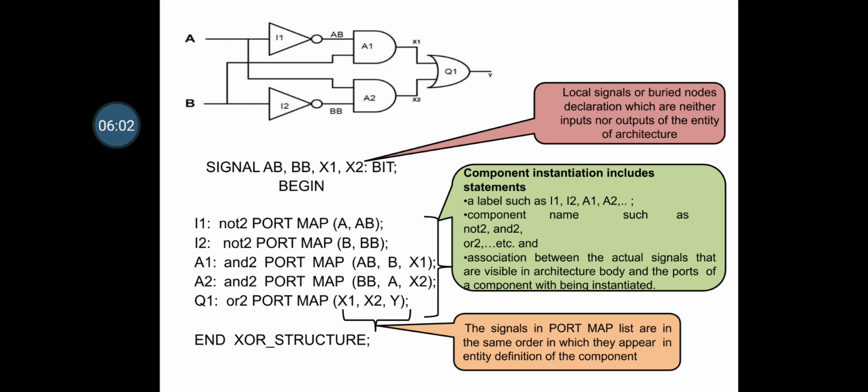Then A1 is the AND gate. So here you can see AND 2 port map AB comma B comma X1. So all this state A1 is the AND gate, and you can see AB is the input, and then B is also the input, and X1 is the output. So that is declared. So likewise you have to declare A2 and the OR gate also. So you can see OR gate is having the inputs X1 X2 and Y as output. So you can see Q1 colon or port map X1 X2 Y. So all inputs, this sequence is very important, inputs and then output you have to declare, and that is the end of the structure. So this is how we are going to write the VHDL code in structural form.